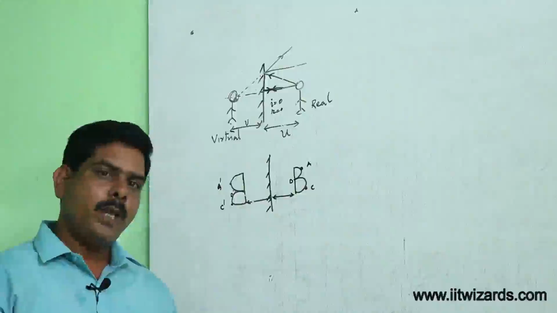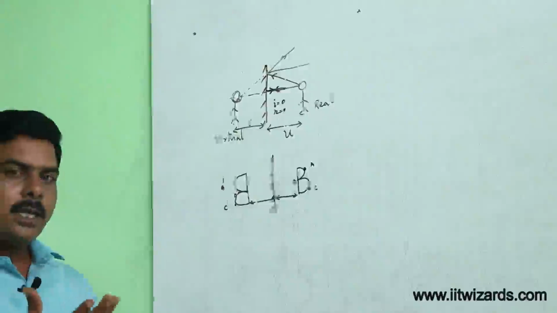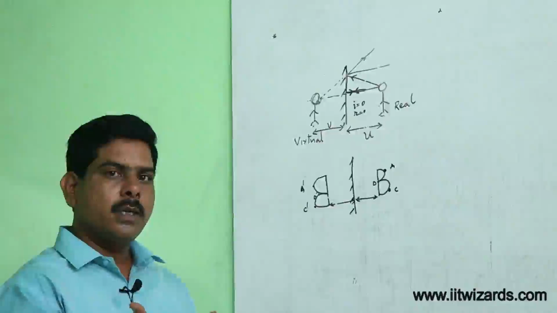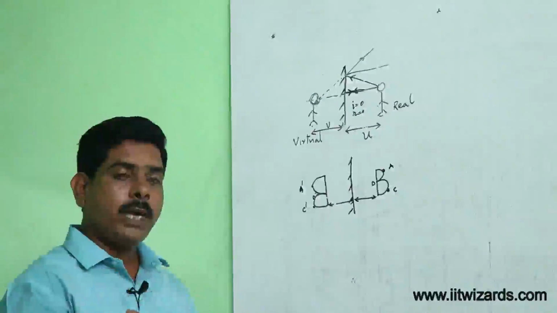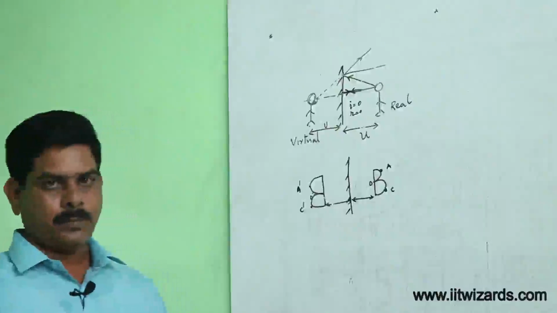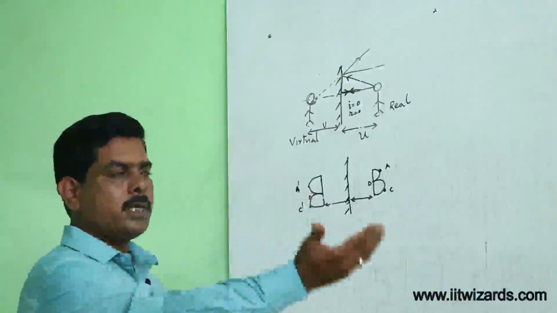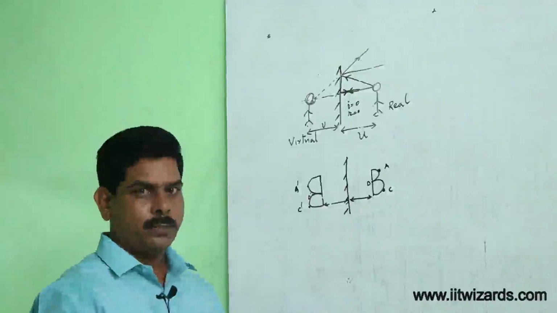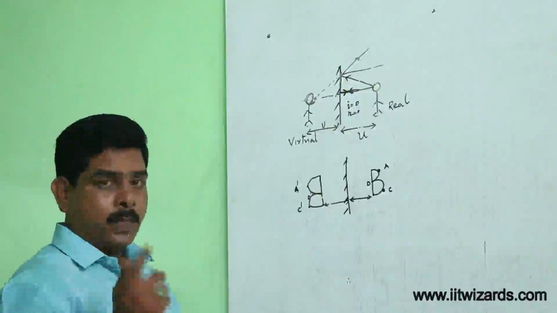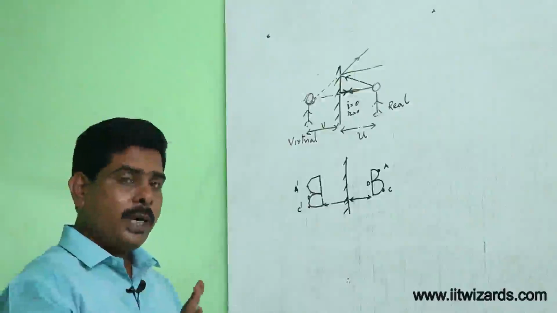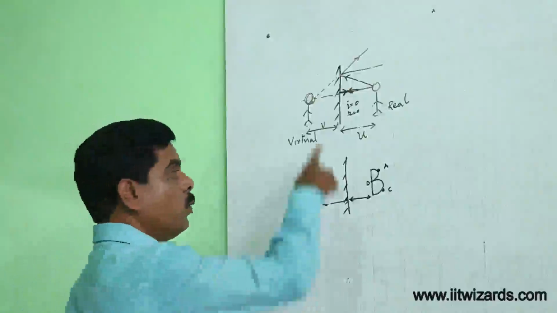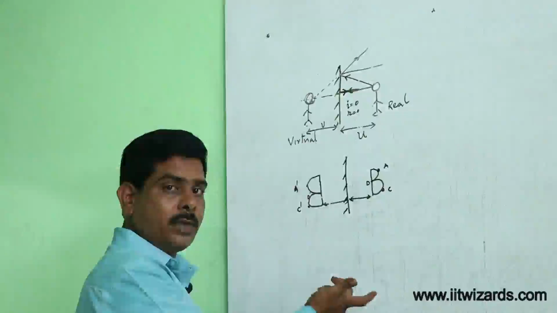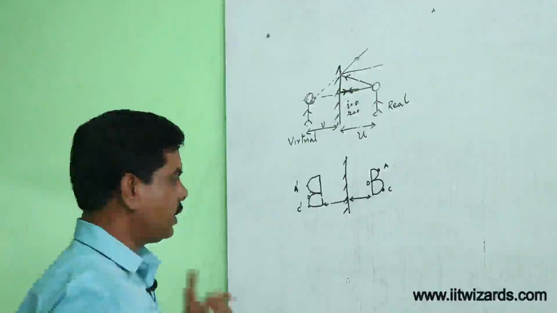So what are we observing? We observe that there is a left to right inversion in the image. Whenever we see ourselves in the mirror, there is always a left to right inversion. You have to note that there is only left to right inversion, but no vertical inversion. There is a lateral inversion, but no vertical inversion.